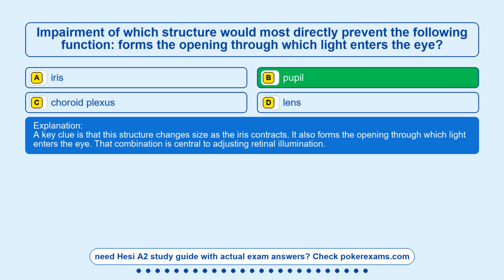A key clue is that this structure changes size as the iris contracts. It also forms the opening through which light enters the eye. That combination is central to adjusting retinal illumination.